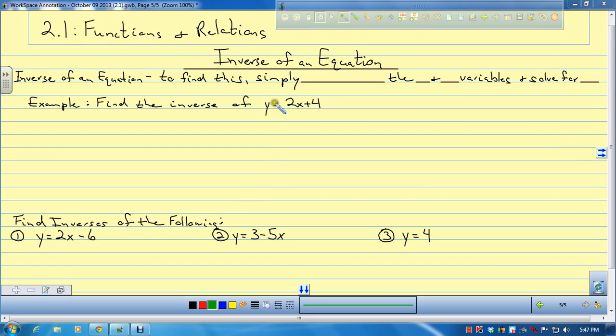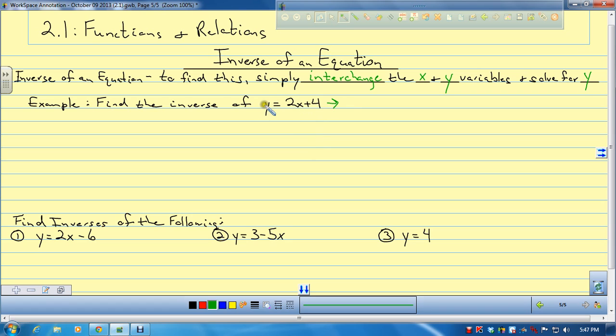So to find this inverse of an equation, we simply interchange the x and y variables and then solve for y, because we like to have it in slope-intercept form, right? We won't always have to have it that way, but for right now, that's how we know how to graph a line. So we're going to find the inverse of this value right here, and here's how I will do that. A couple easy steps.